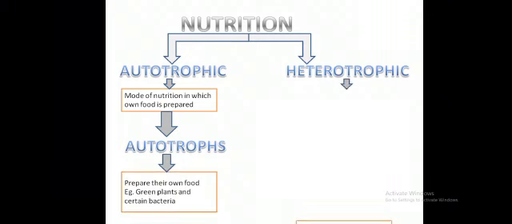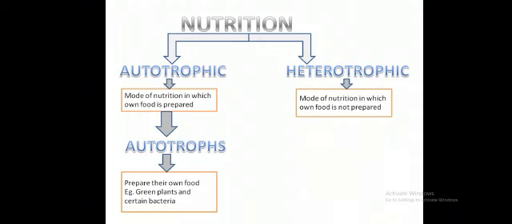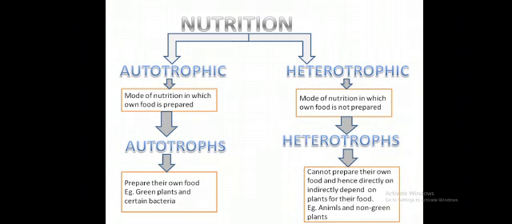Now coming to heterotrophic. Heterotrophic nutrition is the mode of nutrition in which own food is not prepared. Now the organisms which depend on other organisms for their food are called heterotrophs. The examples of heterotrophs are animals and non-green plants. Now in these animals, humans are also included.